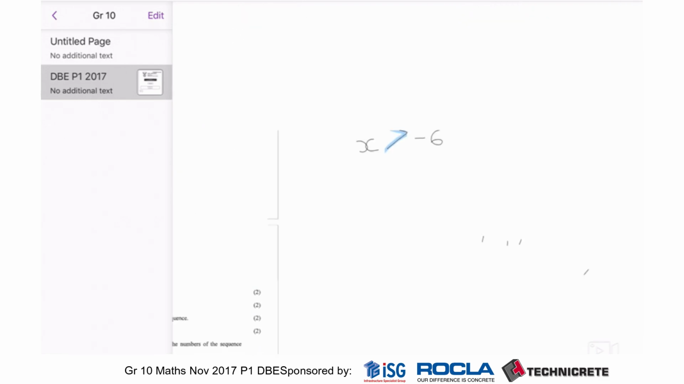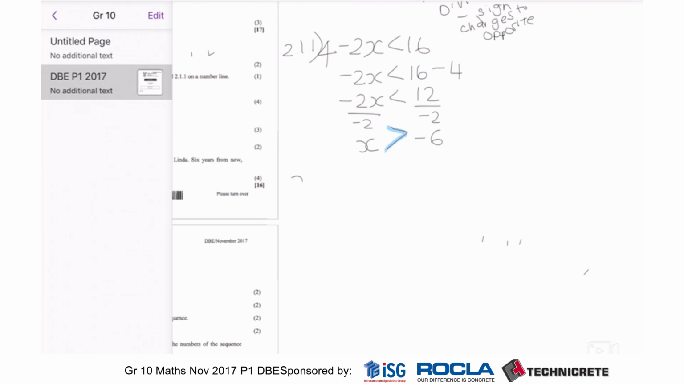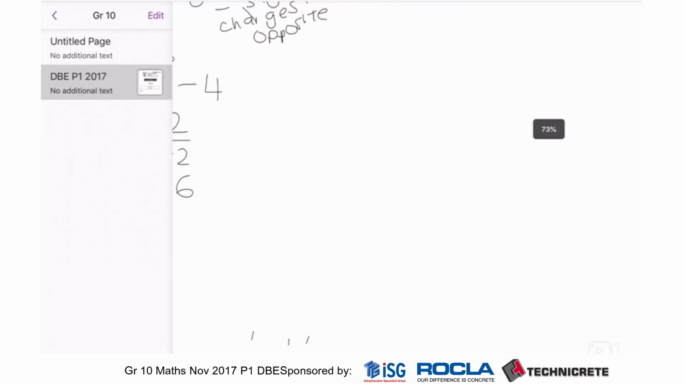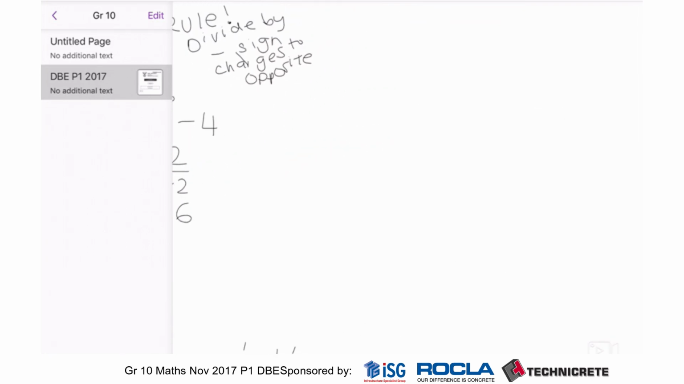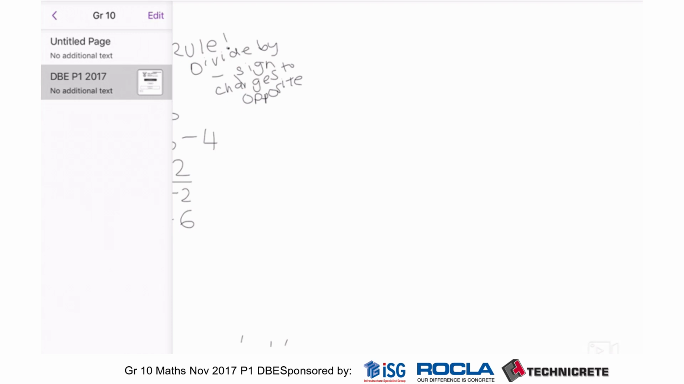Okay, now putting this on a number line, I want to quickly revise the rules of inequalities with a number line. Okay, so there's 3 things that they can ask you in inequalities. They can ask you to put it in interval notation.